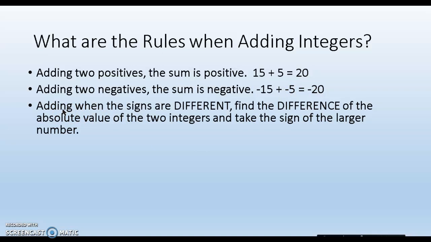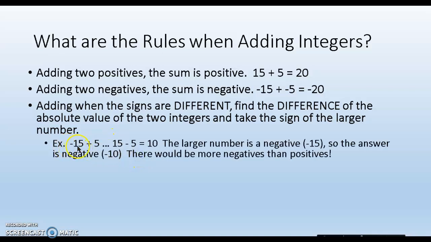When adding integers and the signs are different, meaning you have a positive and a negative, you find the difference of the absolute value of the 2 integers and take the sign of the larger number. Here's what I mean by that. We have negative 15 plus 5. I'm going to take the absolute value of both of these integers and subtract them. Remember, signs are different, find the difference.